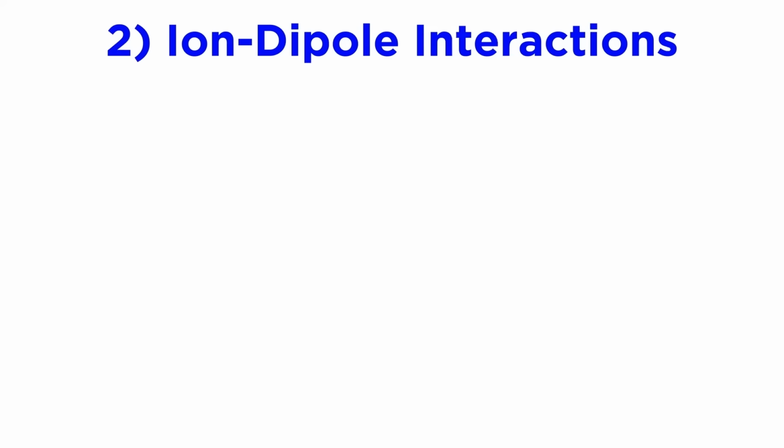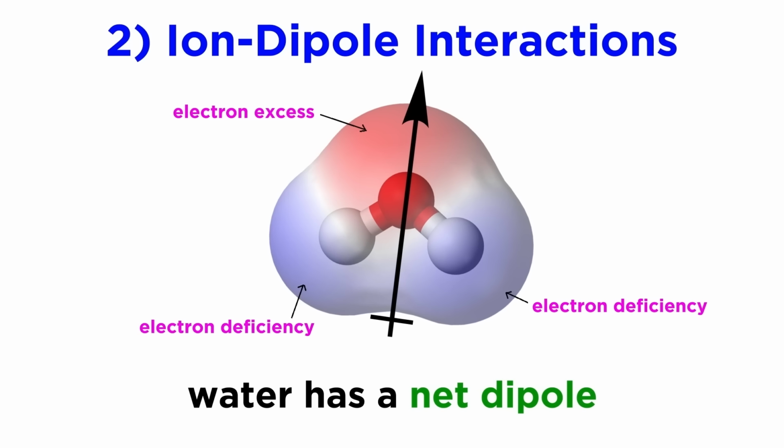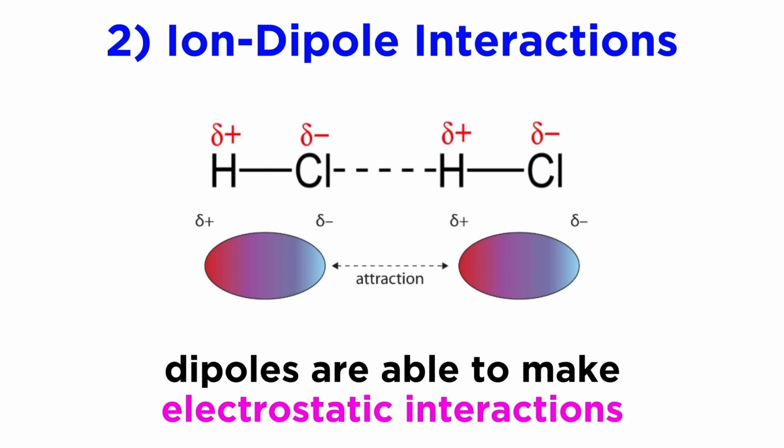Next, we have ion-dipole interactions. So first, we must recall what a dipole is. The covalent bonds in a water molecule are polar, because oxygen is more electronegative than hydrogen and will pull the electrons in the bond towards itself. Because of the bent shape of the molecule, when we combine these vectors, we see that water has an overall dipole, or a side of the molecule with some electron excess and a side with electron deficiency. Dipoles can make electrostatic interactions because the partially negative side is attracted to positive charges, and the partially positive side is attracted to negative charges.